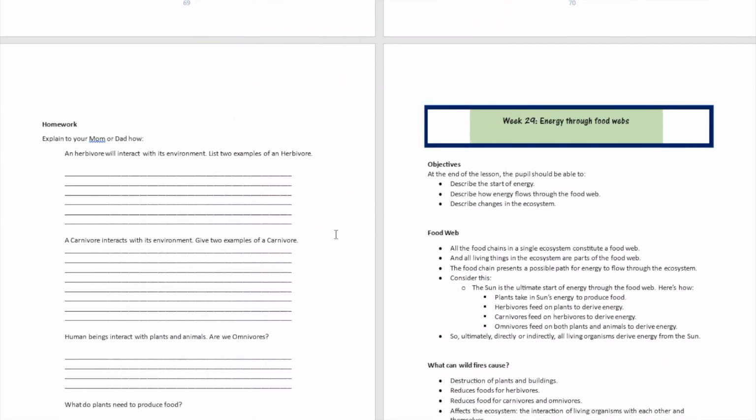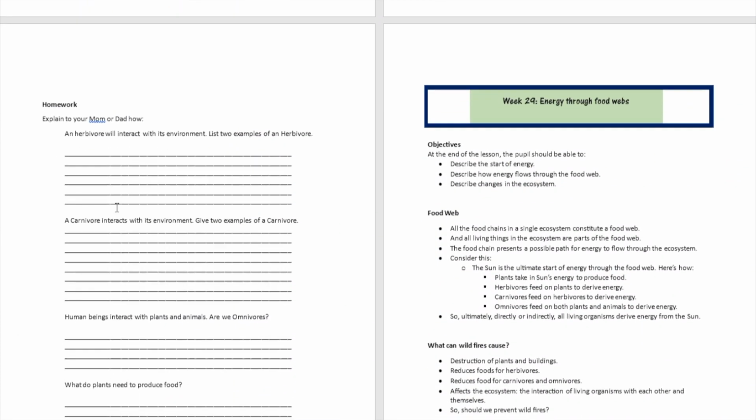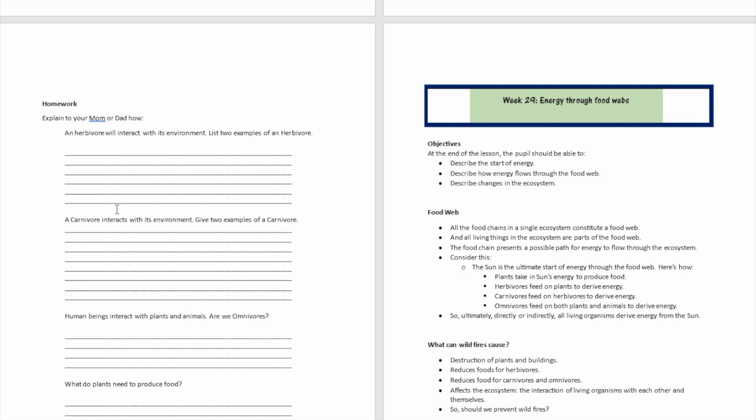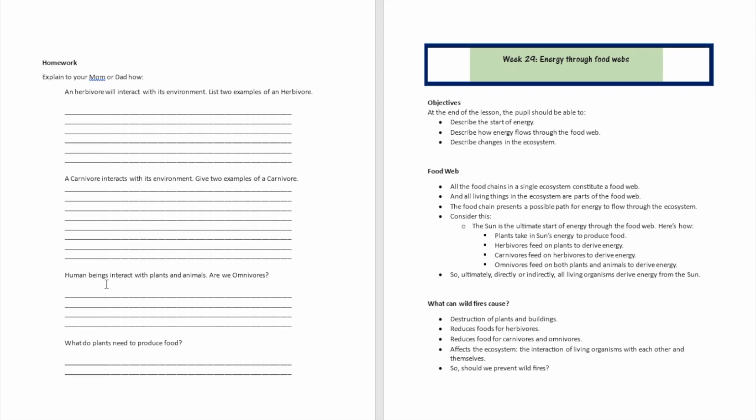All right, so questions for you. An herbivore will interact with its environment. List 2 examples of a herbivore. Well, that's going to be your sheep or your goat. What about a carnivore? 2 examples. That's going to be your dog or your tiger or your cat. What about human beings? Are we omnivores? The answer, of course, is yes.